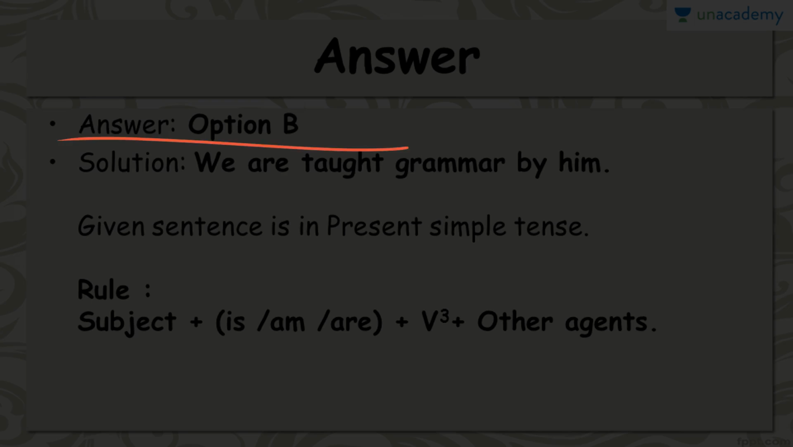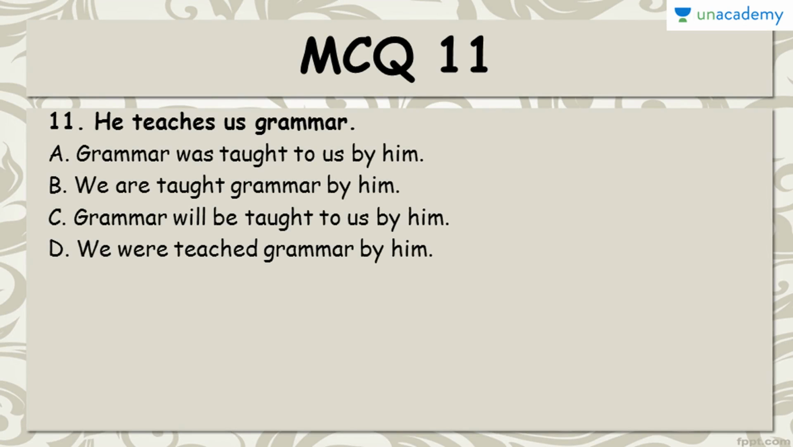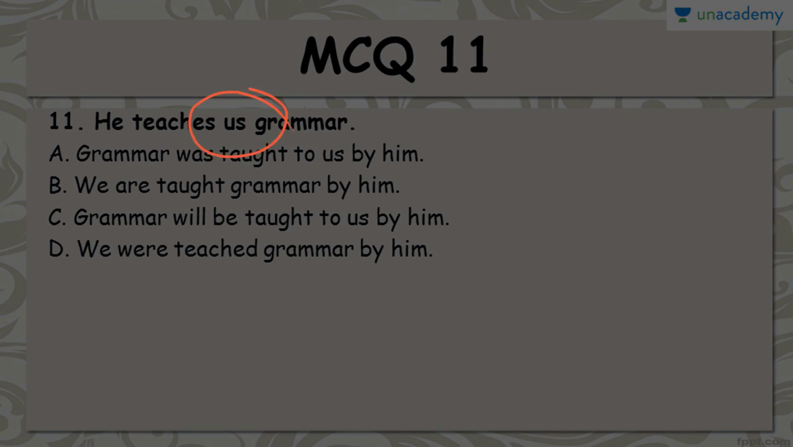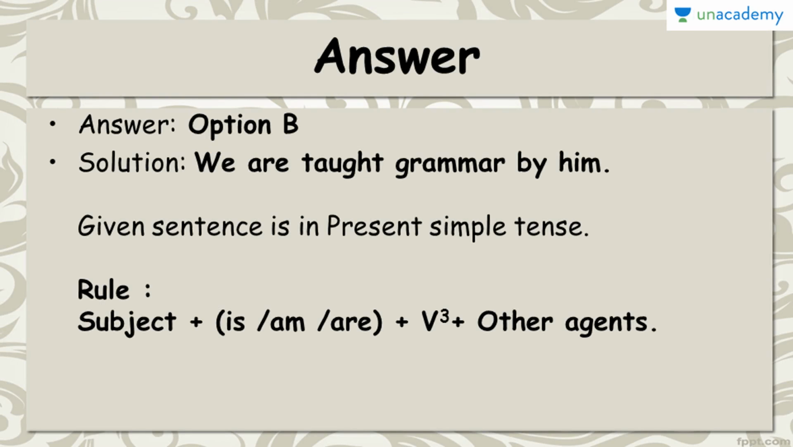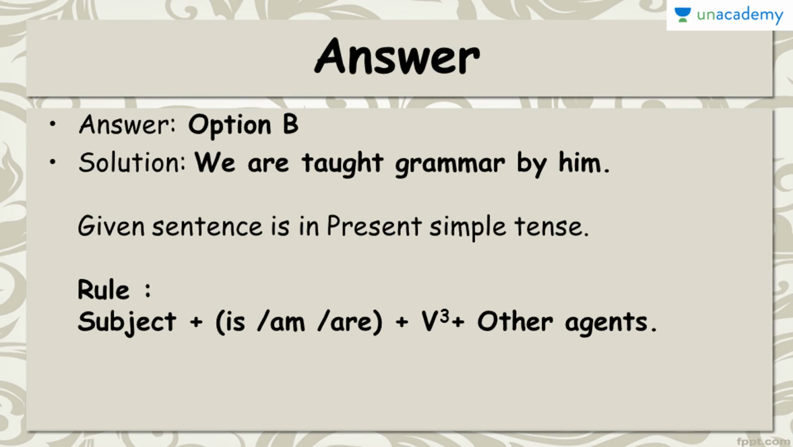So what will we do? The rule goes, subject, that is he. No, actually the subject in this case, he teaches us, that is we are the subject. We is the subject. We are, is, am, are, you have to choose one out of them. Because we has been used, it's plural, and we'll go with are. And then the third form of the verb, that is taught, grammar by him. The other agents have been used, they have been put here. So we are taught grammar by him.